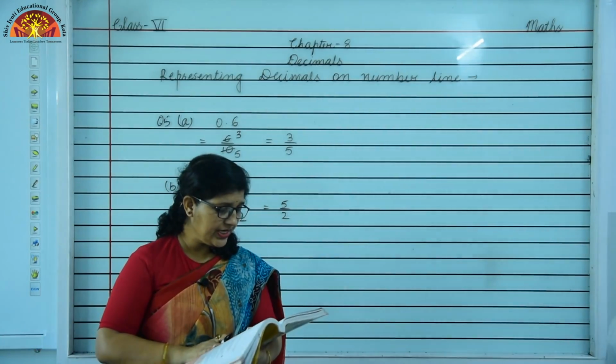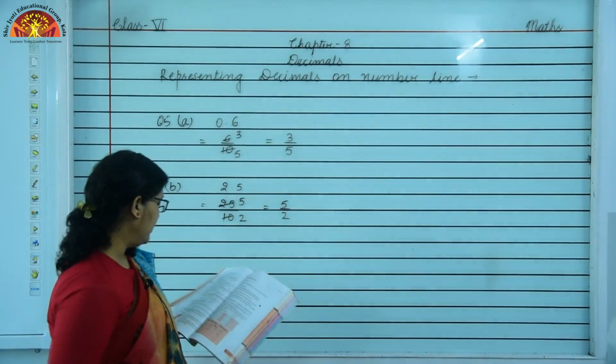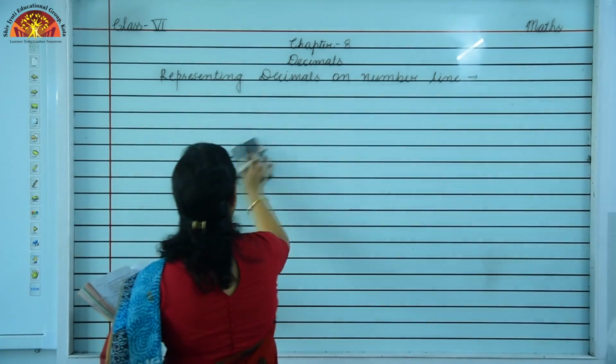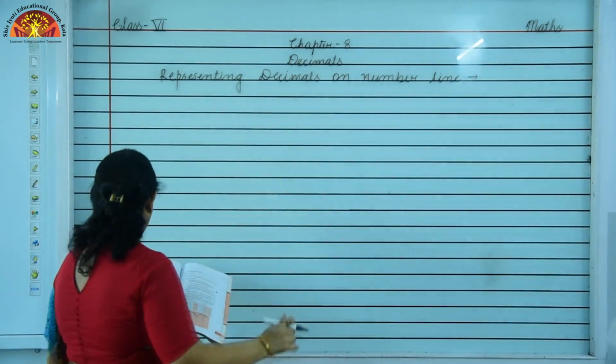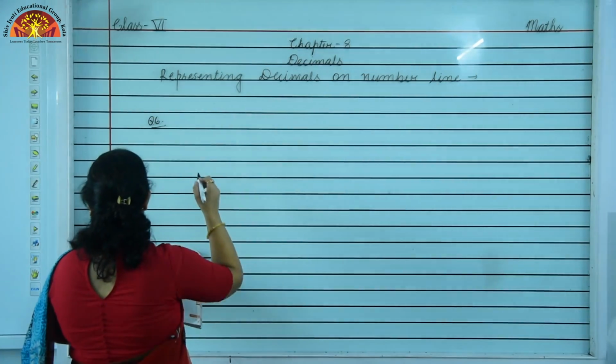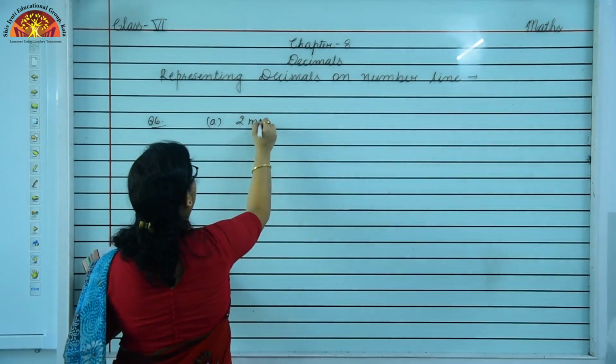Now the next question is, express the following as centimeters using decimals. आपको सेंटीमीटर्स में कन्वर्ट करना है डेसिमल्स को यूज करते हुए. क्वेश्चन नंबर 6. A part is 2 millimeter.